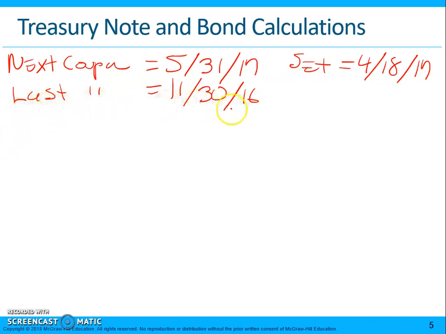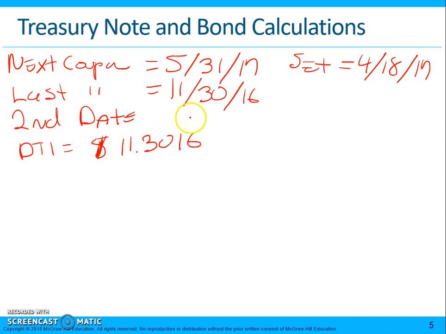All right, so we'll calculate the days in the period using these two, and then we'll change it to get the days since the last coupon. We'll replace the May 31st with the April 18th. So, all right, so we got second date, and that'll display DT1, and we're going to enter 11.3016. That's the date, the beginning date of the period.